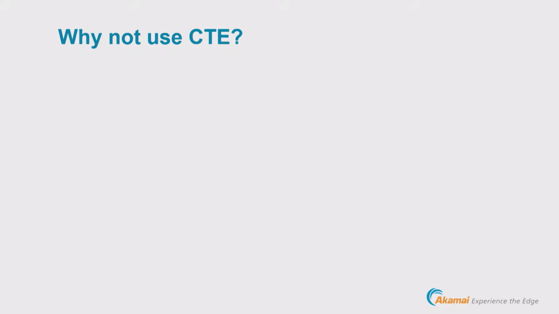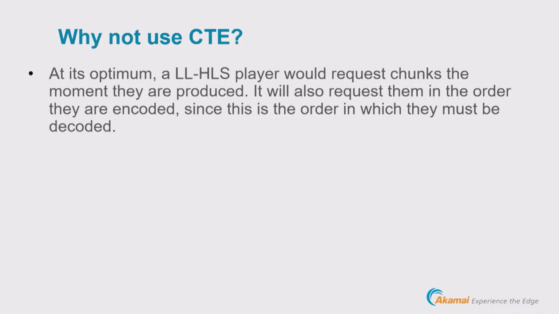So why not use chunked encoding transfer? At its optimum, an Apple HLS player is going to request chunks the moment they are produced. It'll get the manifest quickly. It will request the chunk. It also needs to request them in the order that the encoder is making them, because that's the decode order that it has to give to its decoder. So it's not going to request them out of order.